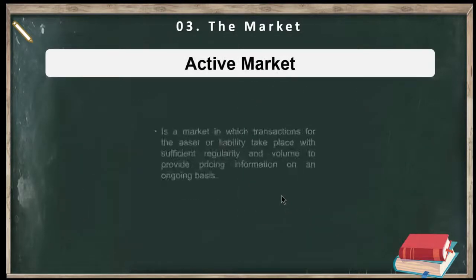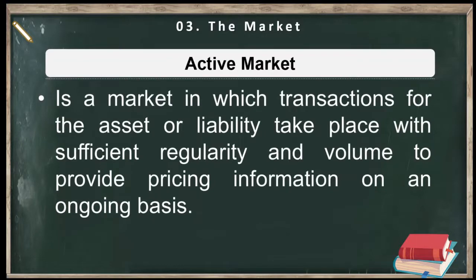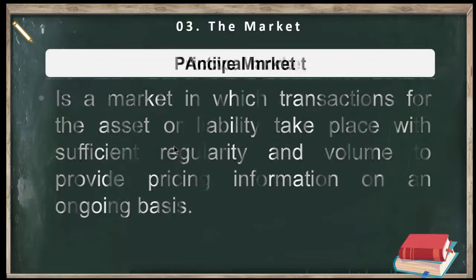Then we have the active market. The active market is a market in which transactions for the asset or liability take place with sufficient regularity and volume to provide pricing information on an ongoing basis. It's just like a normal market, right, where there are many transactions. So, it is an active market if it has a large volume of transactions.